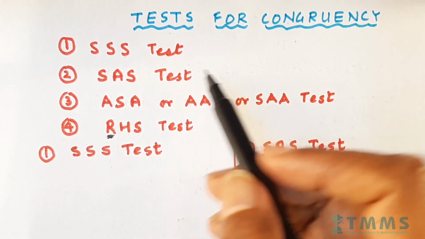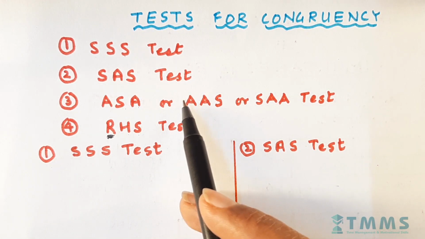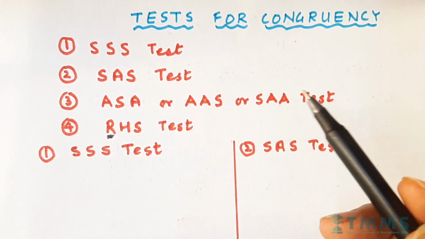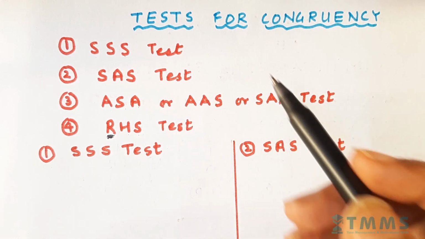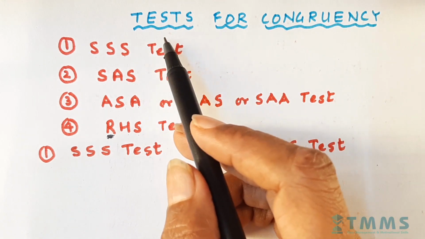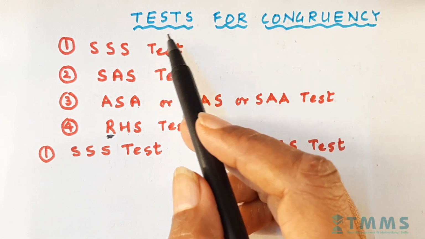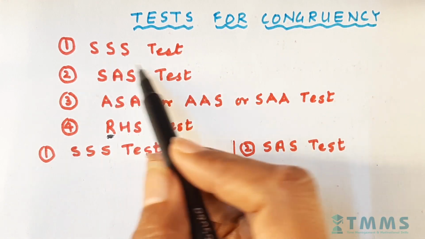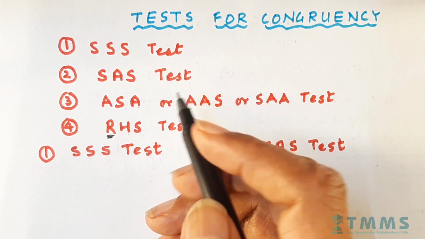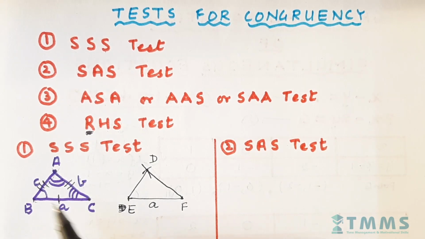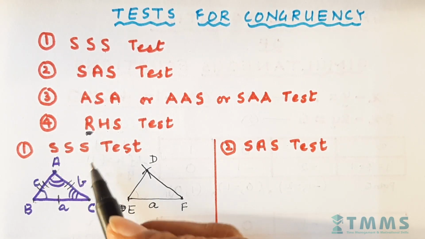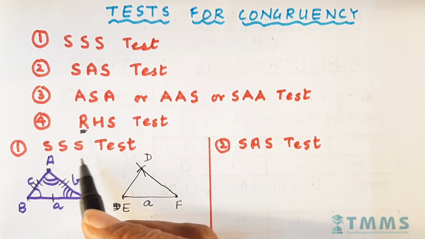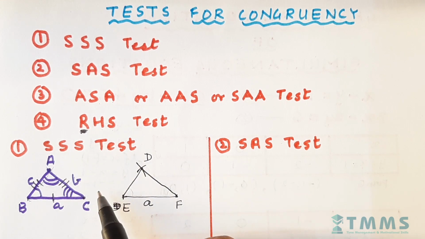Now, these are the ways by which we can prove that the two triangles are congruent, or we can decide that the two triangles are congruent. And so these are called the tests for congruency, or simply they will be called postulates for congruency. So let us see what the SSS test is. Let us come to our first test for congruency, which is the SSS test, the side, side, side test.